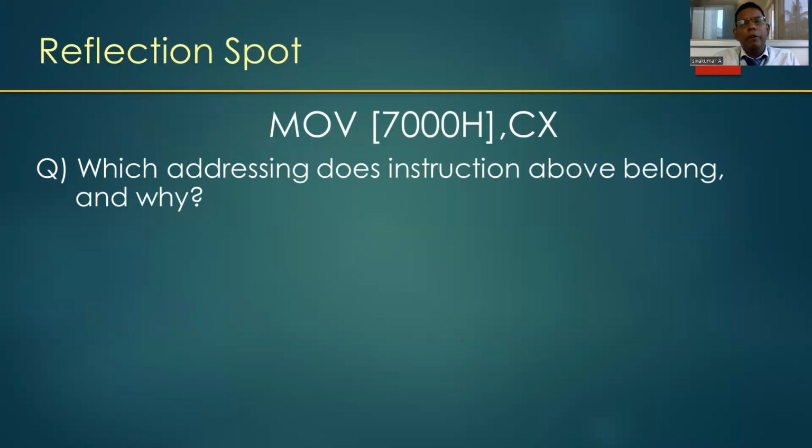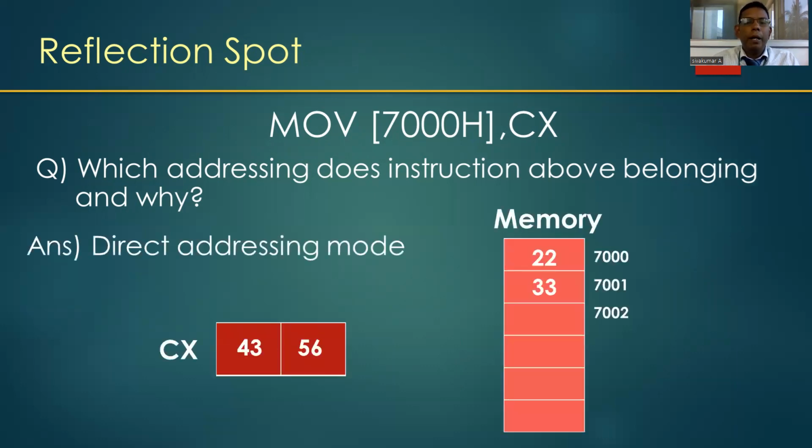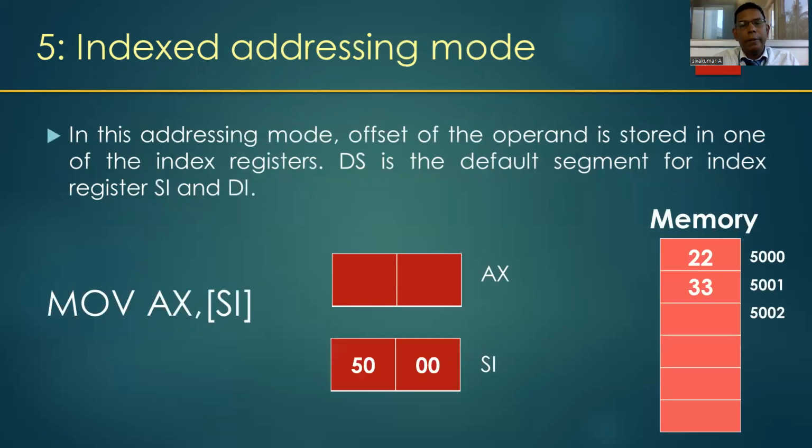Next, before going to that, we'll continue the addressing modes. What type of addressing mode is this instruction? Any guess? Correct. This is direct addressing mode, because we are giving the address directly. So the data in the CX register will be moved to the address 7000.